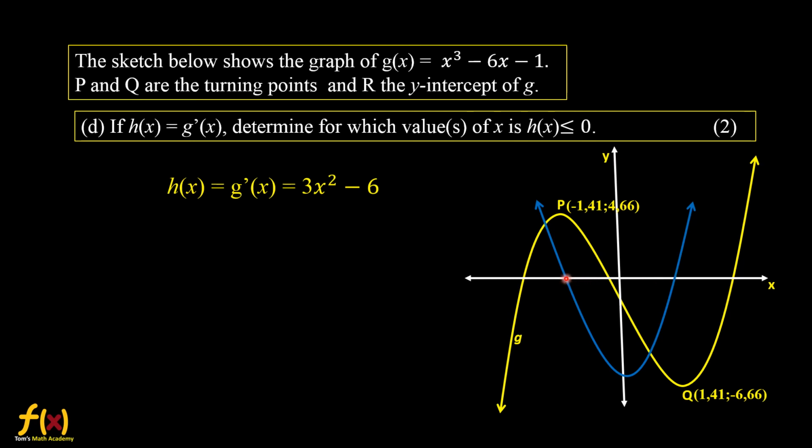Look at the x-intercept. How do we get the x-intercept? We go here and look at that: negative 1,41. Look at the relationship. The x-intercept of the parabola is the x-coordinate of the turning point. Also here at Q, the x-coordinate is 1,41. That will become the x-intercept here. So the x values lie between negative 1,41 and positive 1,41. That is our answer for 2 marks.